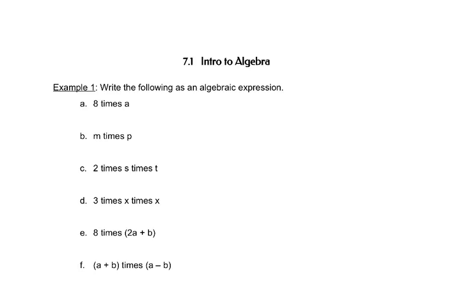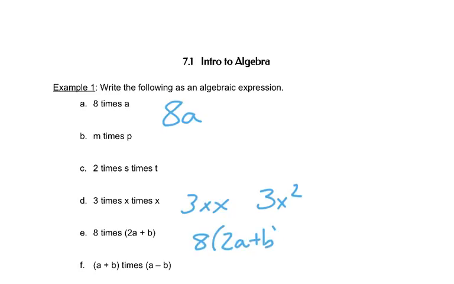So this first example is really just to remind you that we can write times without any dot or multiplication sign in between. If we say 8 times a, usually in algebra we just write 8a. So if we have 3 times x times x, we would probably just write 3x to the second power. 8 times 2a plus b, we would write 8 parenthesis 2a plus b.